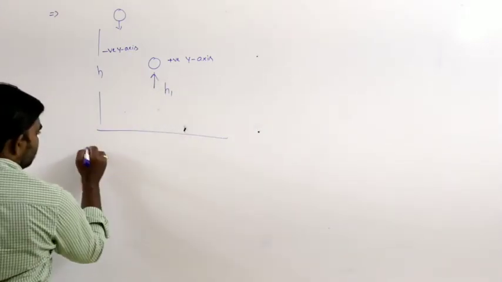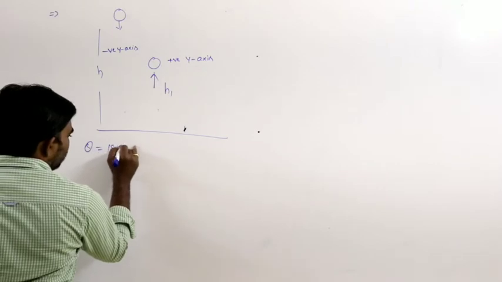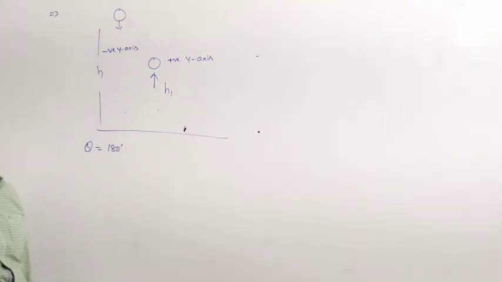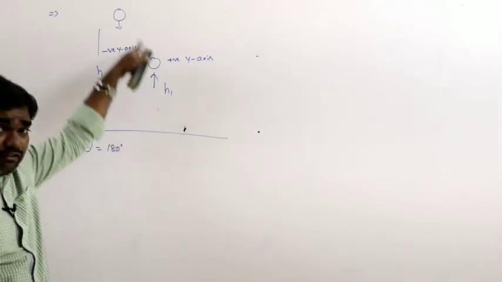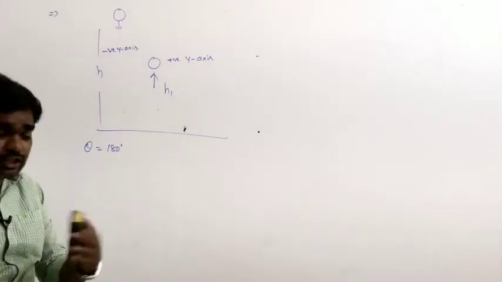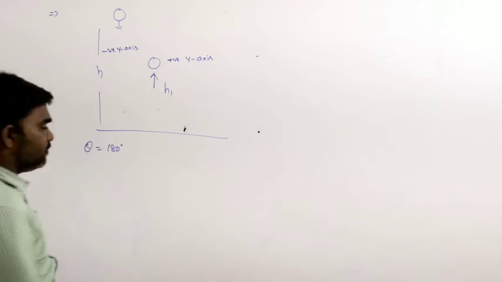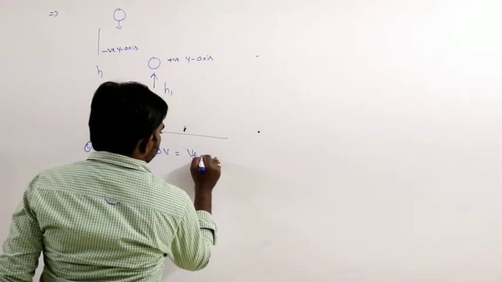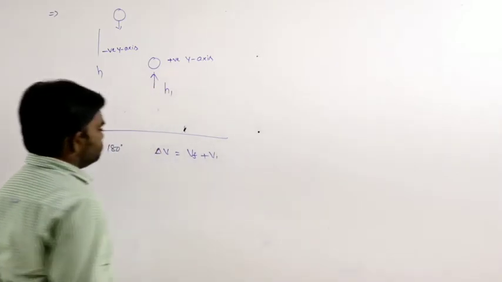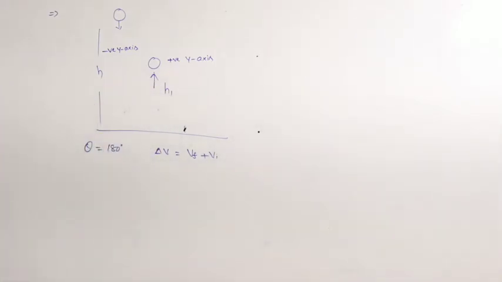Here what is the angle? Theta is equal to 180. Initially towards the ground, finally away from the ground. Both are in opposite directions. So the angle is 180. So change in velocity is equal to Vf plus Vi.